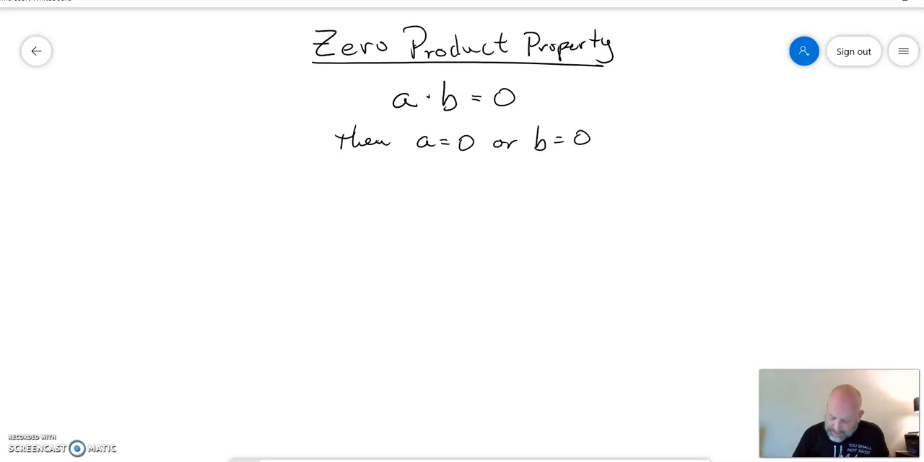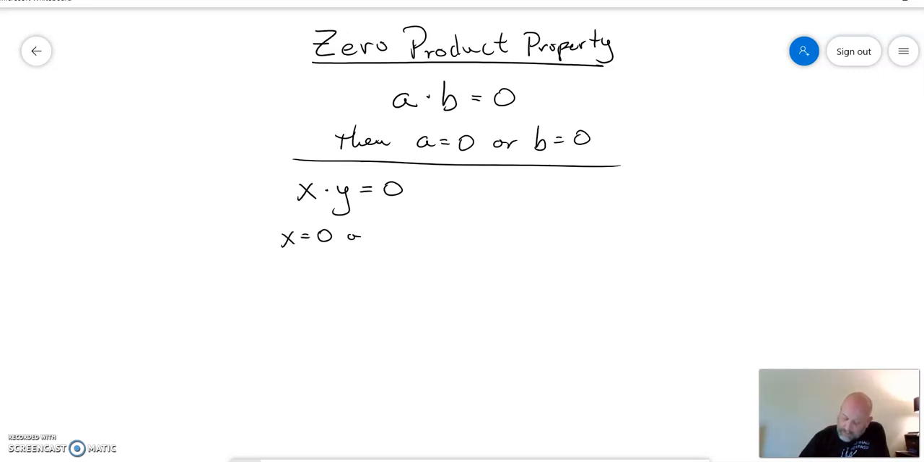Okay. Now this ends up translating in a bunch of different ways. If I'm looking at something like x times y equals zero, that translates pretty directly to either x equals zero or y equals zero. Those would be the two solutions. You have solutions if x is equal to 0 or if y is equal to 0 or both.